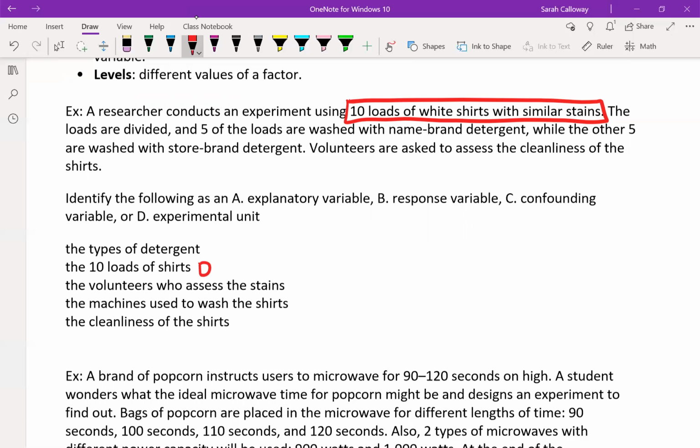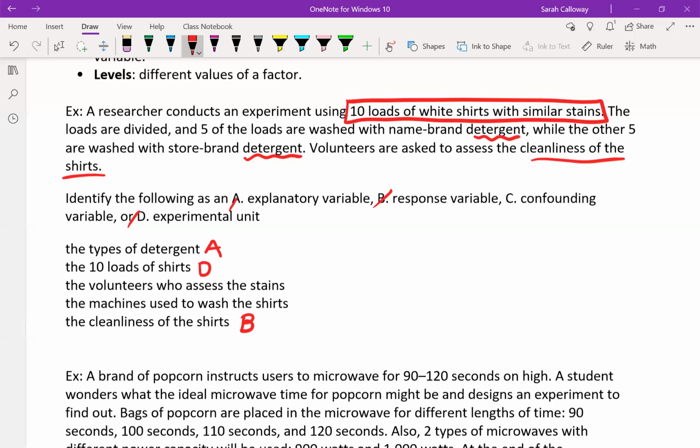5 of the loads are washed with name brand detergent, while the other 5 are washed with store brand detergent. So the type of detergent is what we're changing. That means that is my explanatory variable, right? That's the treatment that I'm putting on. That's my explanatory variable, the type of detergent. Volunteers are asked to assess the cleanliness of the shirts. The cleanliness of the shirts then is my response variable. That's what I'm looking for. So B is for my response variable. So I answered A, B, D.